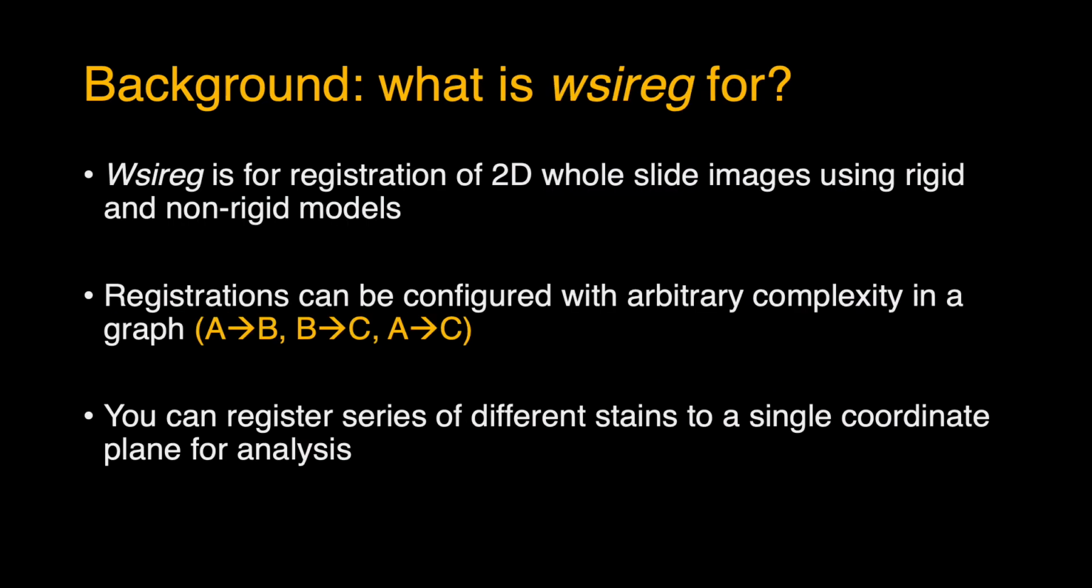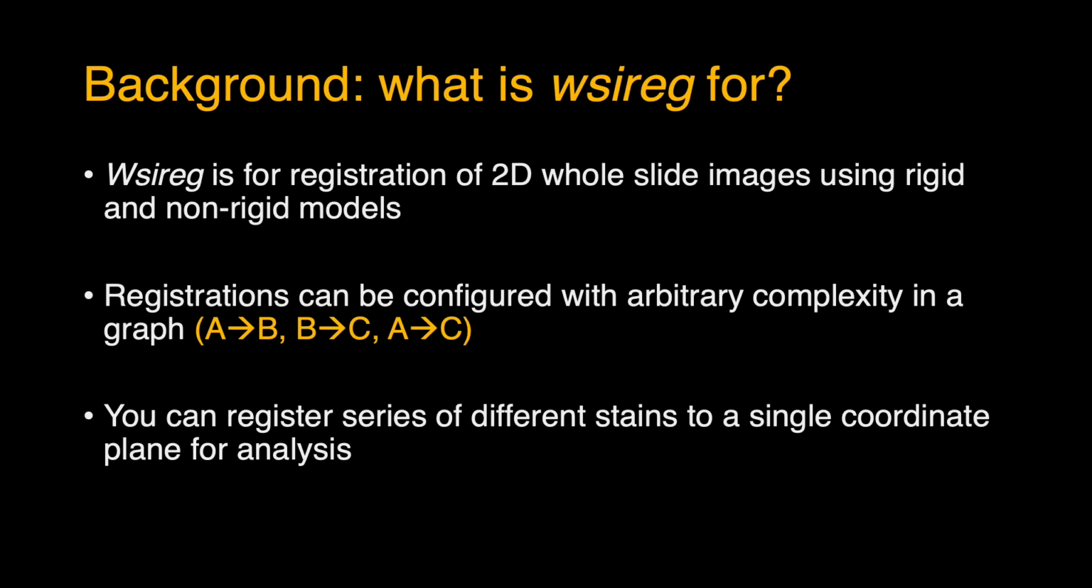So as another bit of background, I'm going to describe who or what wsireg is for. wsireg is for registration of 2D whole slide images, and it uses non-rigid and rigid models, so rigid transforms, affine transforms, as well as B-spline transforms through elastix. One of the things that wsireg is most powerful for is that you can configure registrations in a graph of arbitrary complexity. So this means you could register modality A to modality B then to C, and through this process you have a series of transformations that can then map modality A to C. And we'll show some examples of this later.